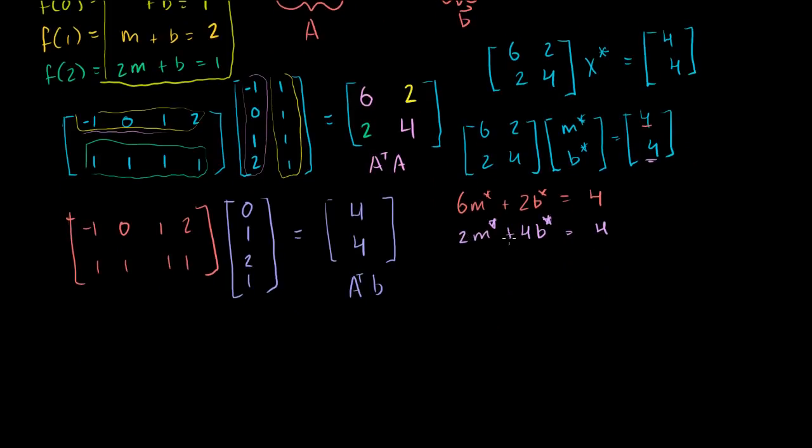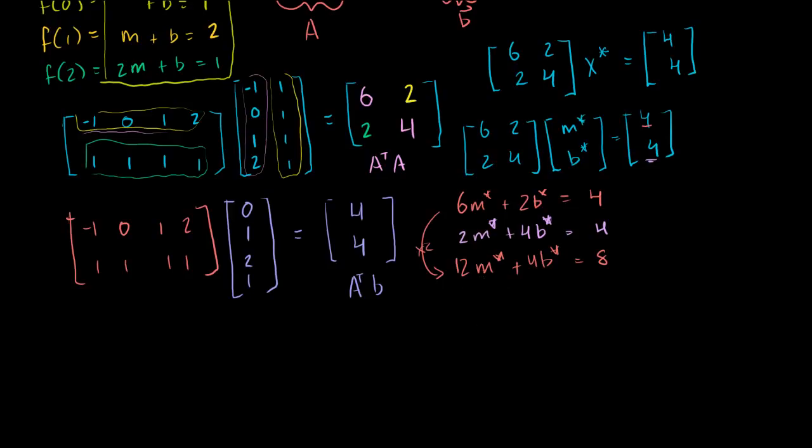Let's multiply that top equation by 2. This is just straight algebra 1. So times 2, what do we get? We get 12m star plus 4b star is equal to 8. Just multiply that top guy by 2.